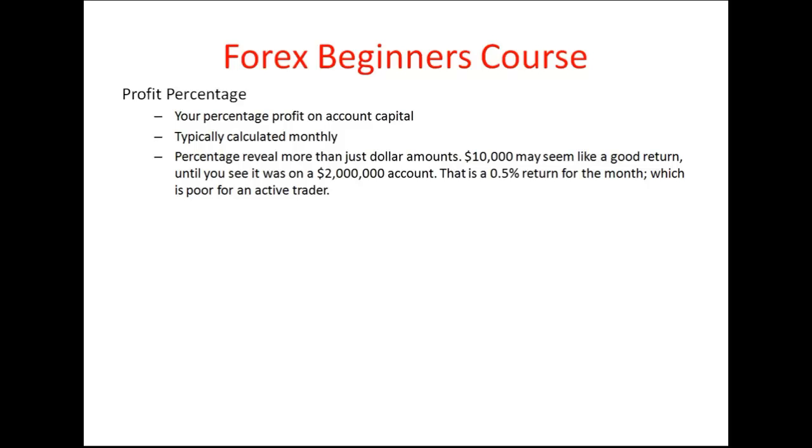But until you actually know what account value that was traded on. So if you make $10,000 on a $2 million account, that's okay. That's a 0.5% return for the month. Not very good for an active trader. That means you're making about 6% a year, which you're not going to be able to make a living off of, so not ideal. But if you make that $10,000 on a $100,000 account, that's a 10% return for the month, which is much more respectable.